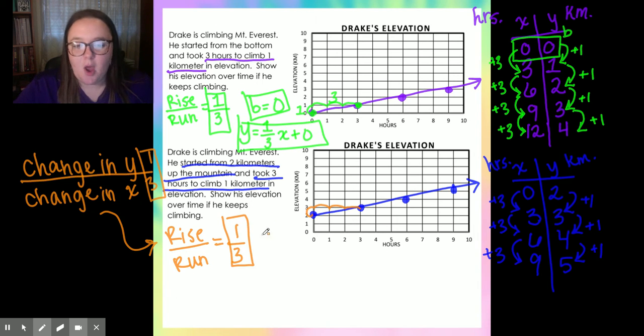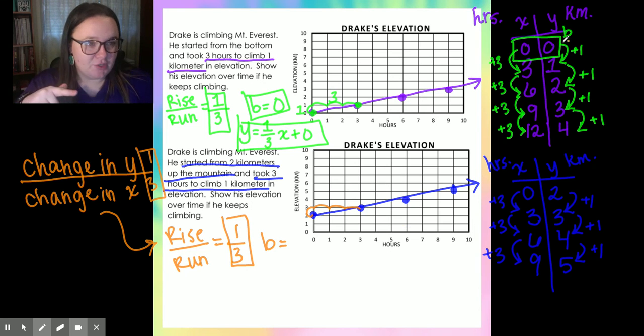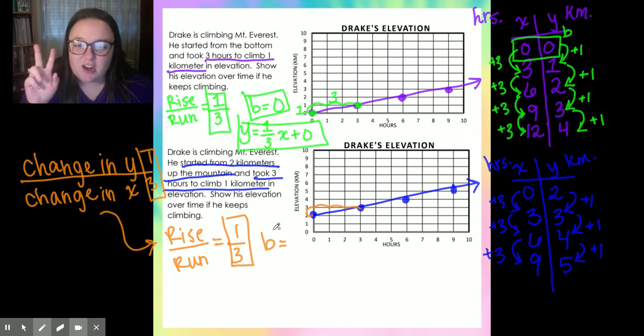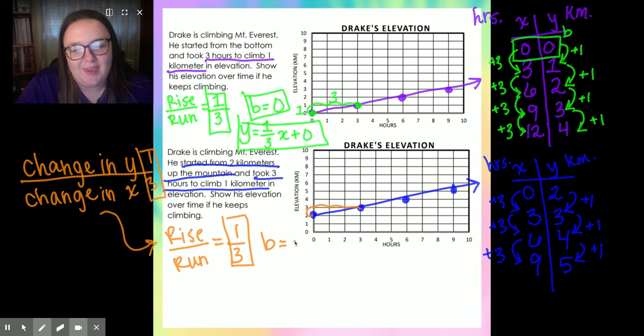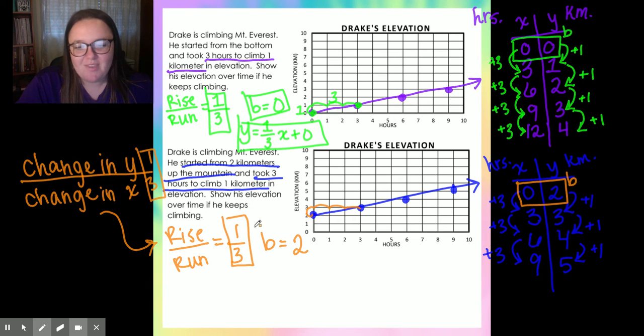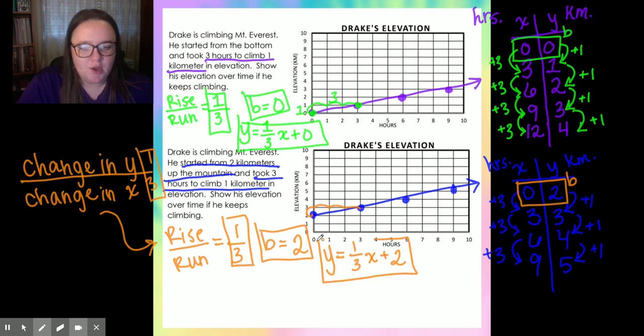But this time, our B, or our beginning, was not at 0 like that first one, right? He didn't start at the bottom. He started 2 kilometers up. So my beginning here is 2. And you can see that in your table here, that your beginning point was at 2. Again, you can be ahead of the game and write that equation out. Y equals my M, X, plus my B. Look at that, how that equation changed. Remember, our y-intercept or our beginning changed, so look at how that changed our equation, right?